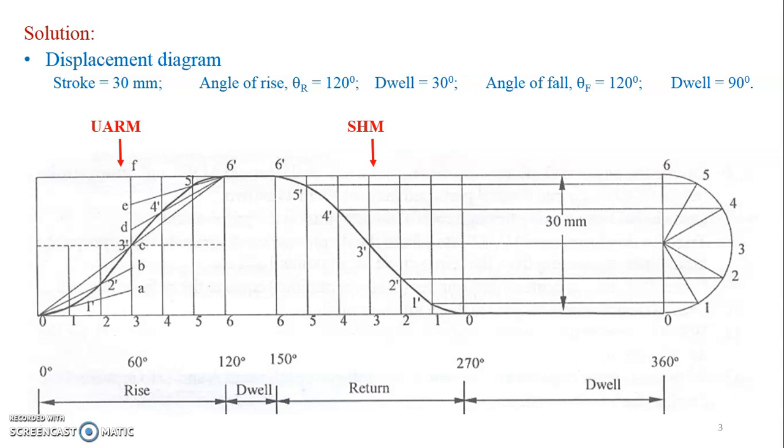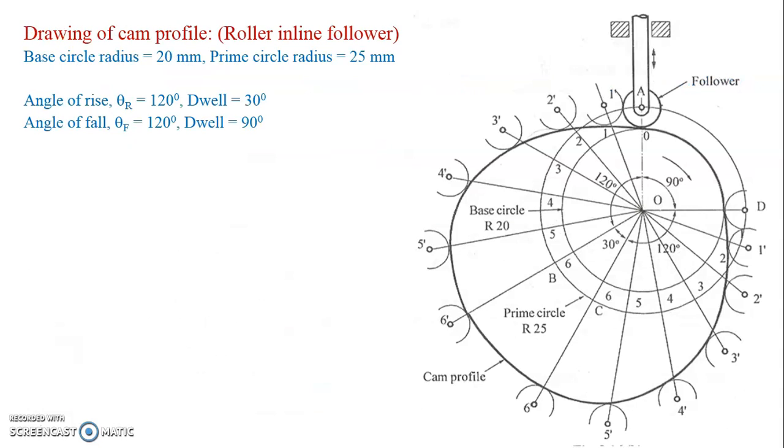Okay, so the next step is pretty simple. You already know that. Now to draw the CAM profile, it's a roller follower. We know that. In case of a roller inline follower, there are two circles. One is the base circle. Next is the prime circle. I'm supposed to draw both.